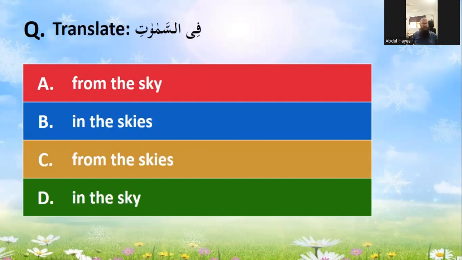Translate: Fi samawati. From the sky, in the skies, from the sky, in the sky. A, B, C, D. Fi samawati: C.